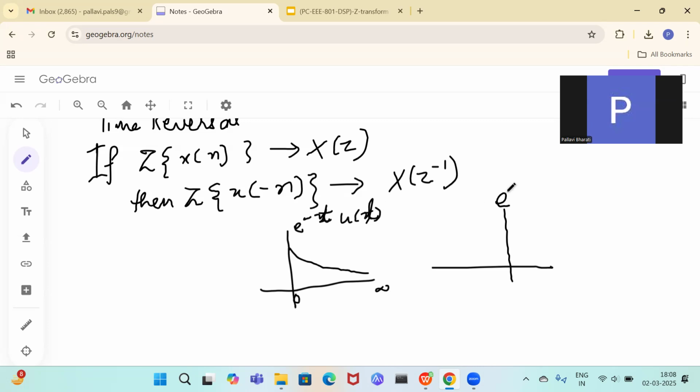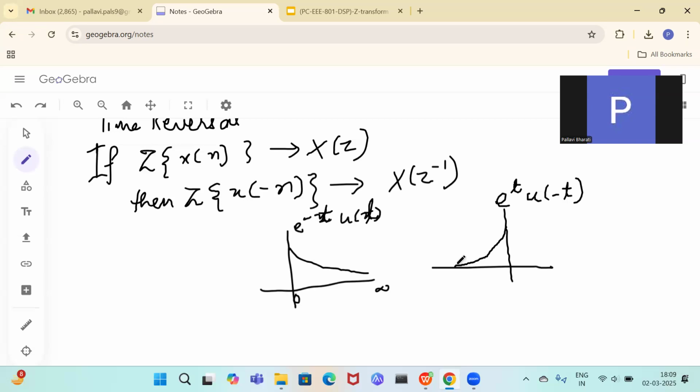Same way, if I just change the signs, e to the power t u of minus t, that time the signal will become this way. It means you have taken the mirror image of the signal in the y-axis. So that is the time reversal property.